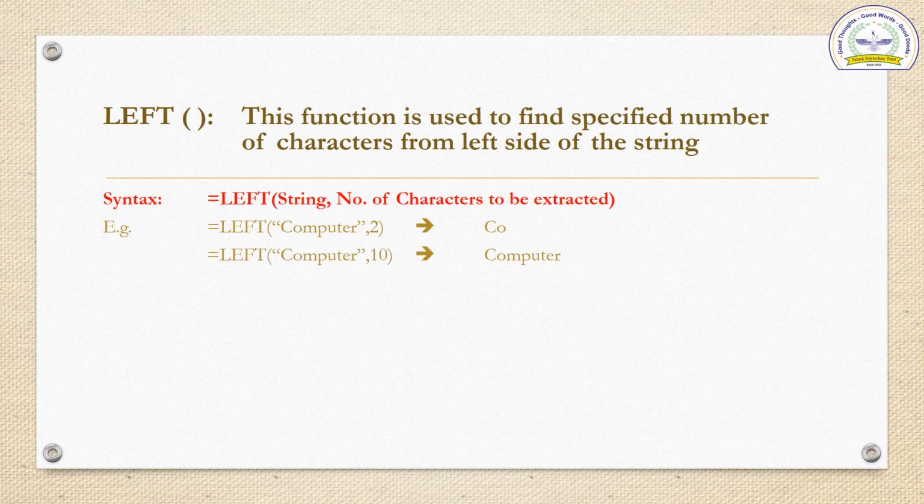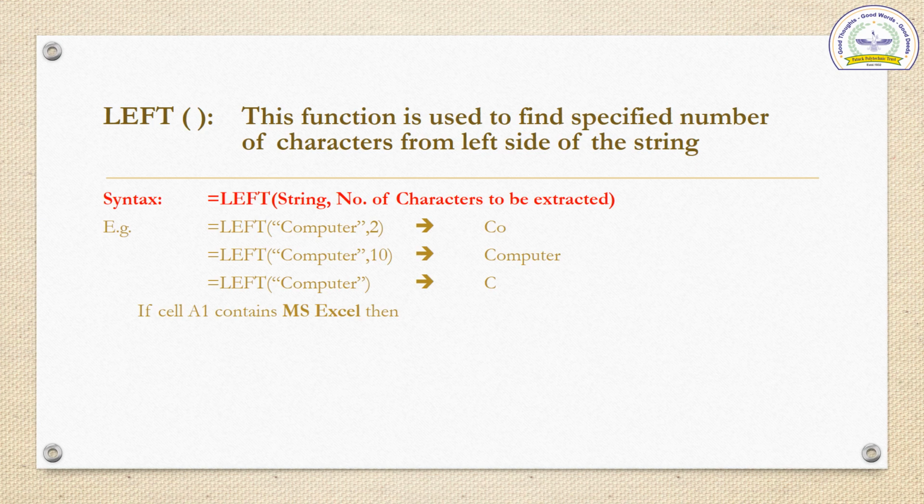Another example where the number of characters to be extracted from the same word computer is 10. Now the word computer consists of 8 characters, and the number of characters that need to be extracted is more than that, so the entire word will be shown as output. In the third case, we are not giving the second argument. So in this case, only the one leftmost character will be extracted.